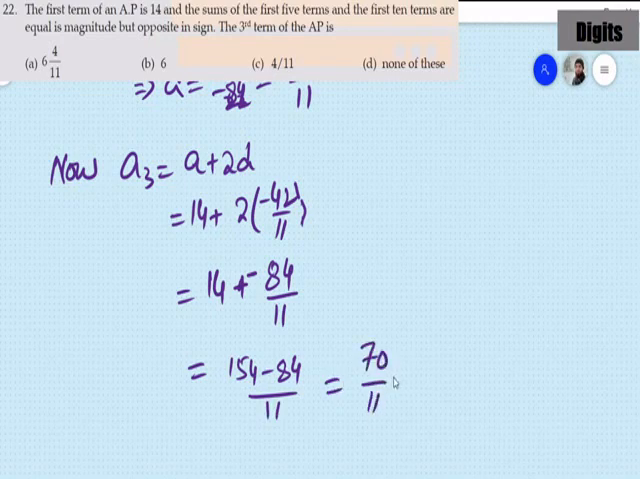But we have no option in this type. We have a first option, which is mixed form, so we will try to put in this mixed form. 11 into 6 is 66, so I will write 11 into 6 is 66. 66 plus 4 is 70 divided by 11, so option A is the correct option.